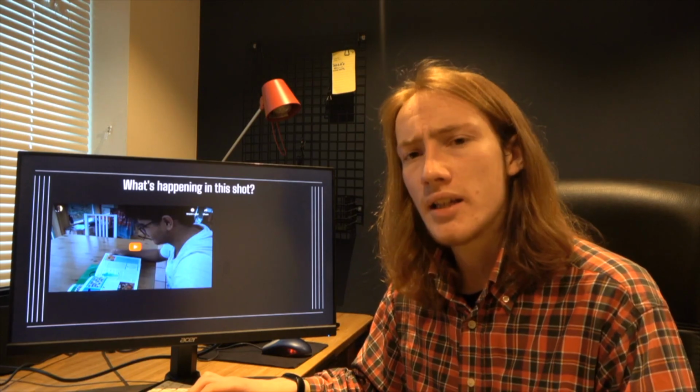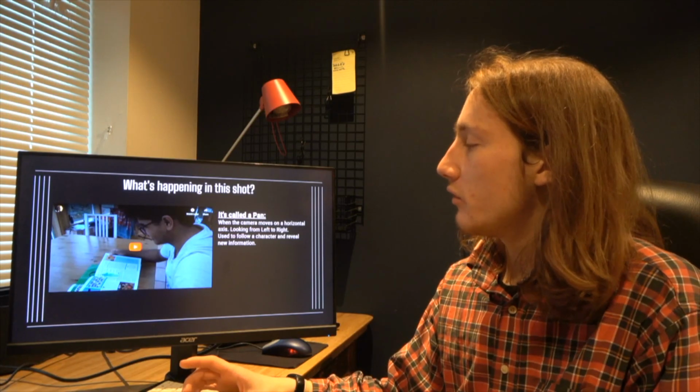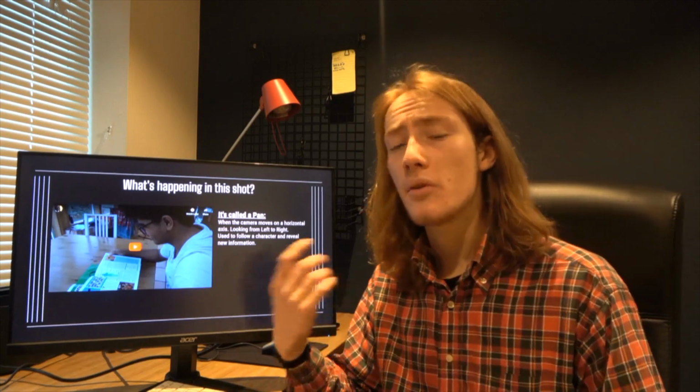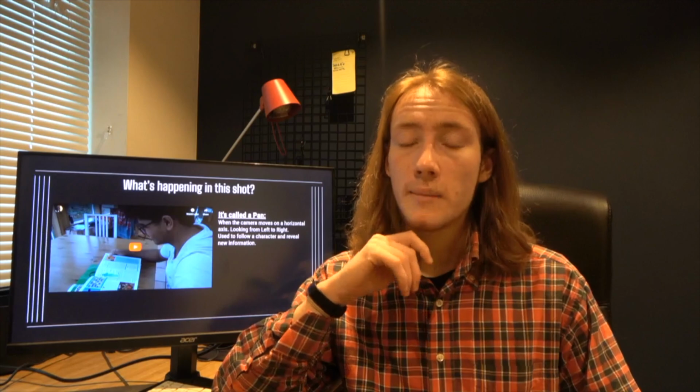Well, what did you see? And what do you think it's called? Well, it's called a pan. It's when the camera moves on a horizontal axis looking from left to right, used to follow a character and reveal new information. This is not really a good example of a pan, but a pan really just moves on a horizontal axis from left to right, and is when the camera is static.